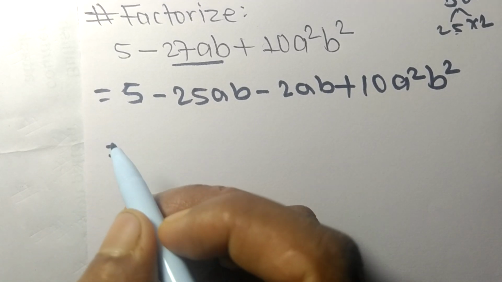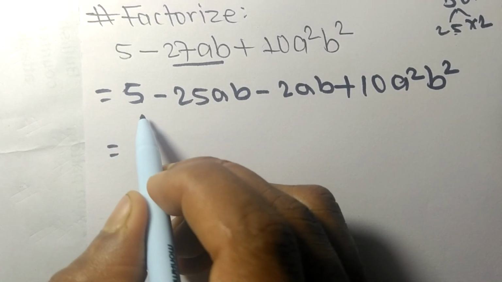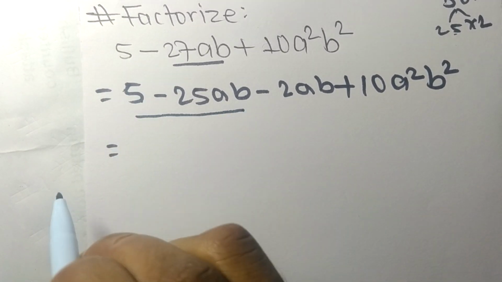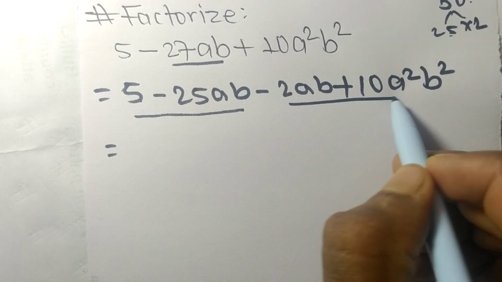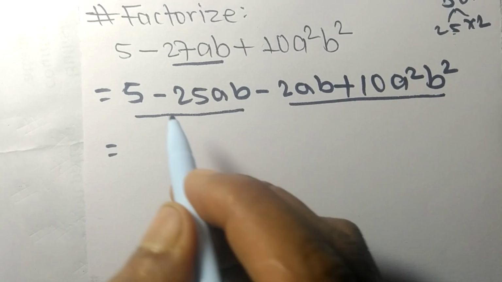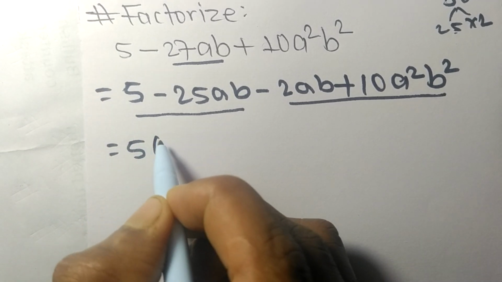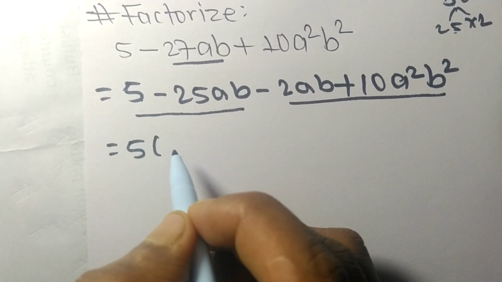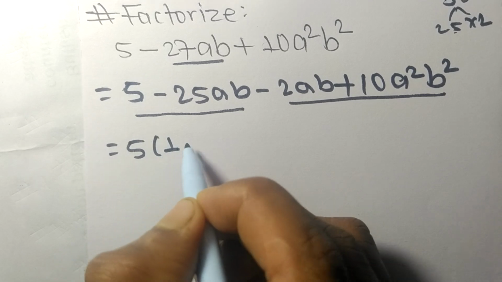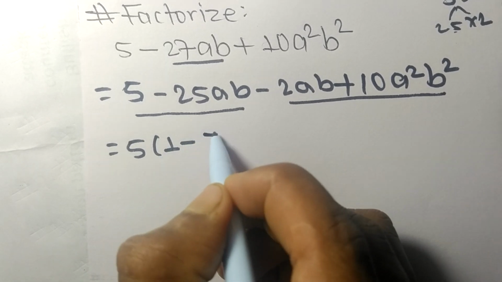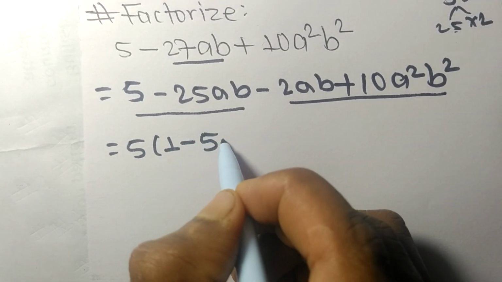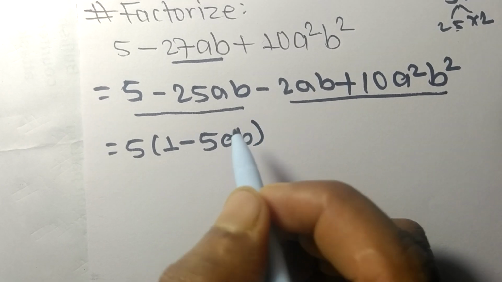So now we find the common factors in the first two terms and in the last two terms. In the first two, the common factor is 5. So 5 comes out, the remaining is 1, minus 5 times 5 means 25, and this ab.